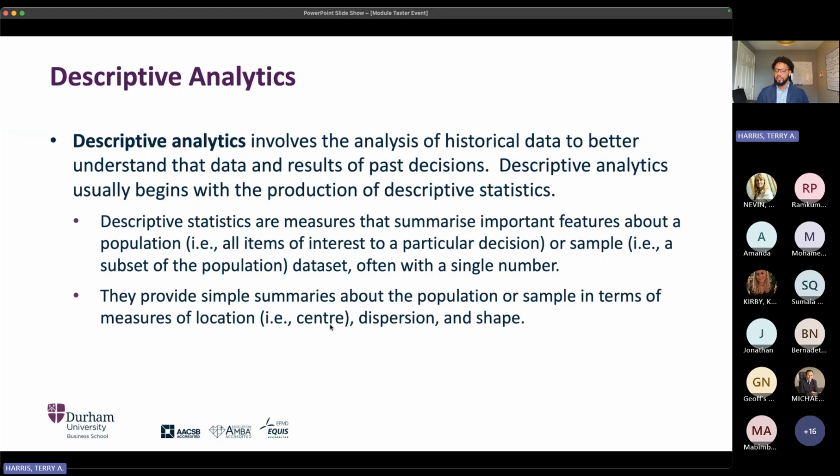So this is the center of the data set. Measures of dispersion, so how spread out the data set is, and measures of the shape of the distribution of the data. So these summary statistics, we're thinking of things like means, medians, modes, variance, standard deviations.